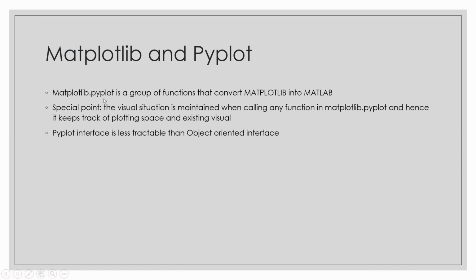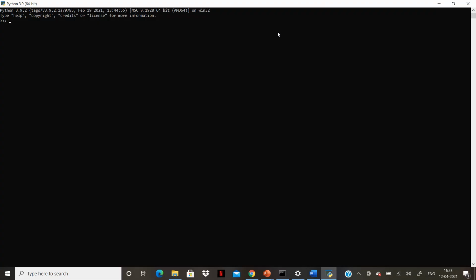PyPlot comprises a group of functions that make matplotlib work like MATLAB. The key point to consider is that the visual state is maintained throughout the function calls in matplotlib.pyplot, and therefore it keeps track of the plotting space and the visualization. Creating visuals using PyPlot in matplotlib is quick.